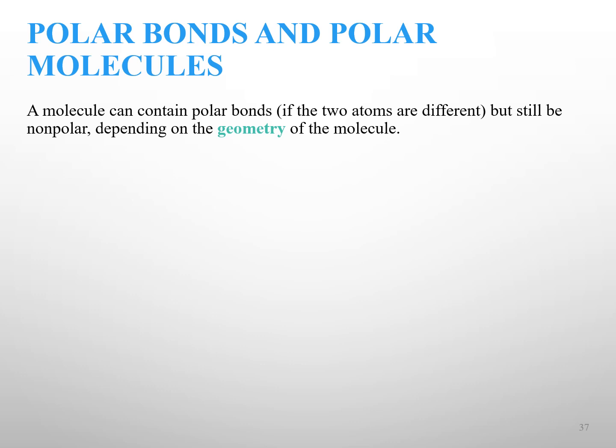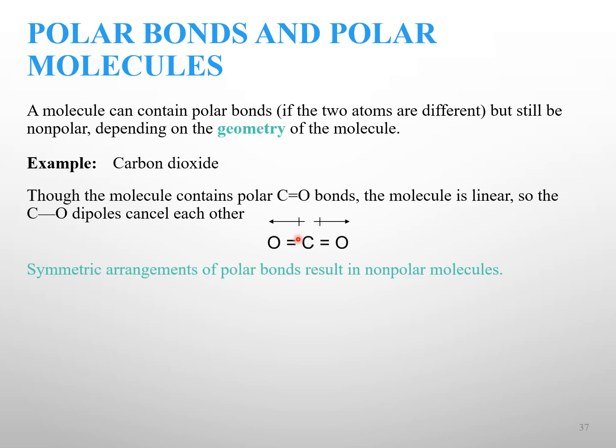So once we've talked about polar bonds, we also want to mention how polar bonds can contribute to polar molecules. It doesn't always make polar molecules, but it depends on the geometry. A molecule can contain polar bonds, if the two atoms have different electronegativities, but it can still be nonpolar depending on the geometry of the molecule. Depending on the geometry, a molecule with polar bonds can be polar or nonpolar. So let's take a look a little bit at geometry.